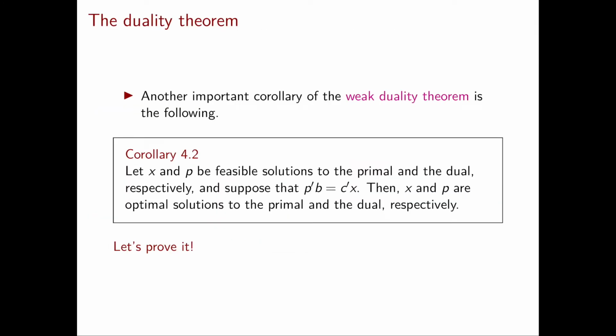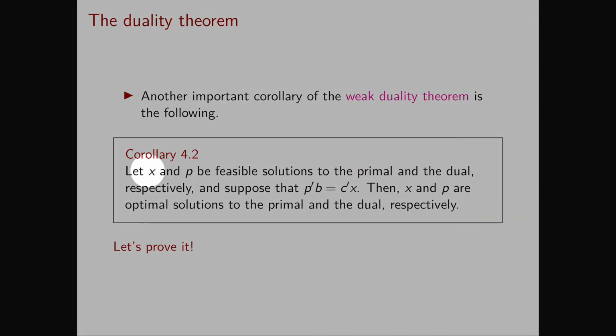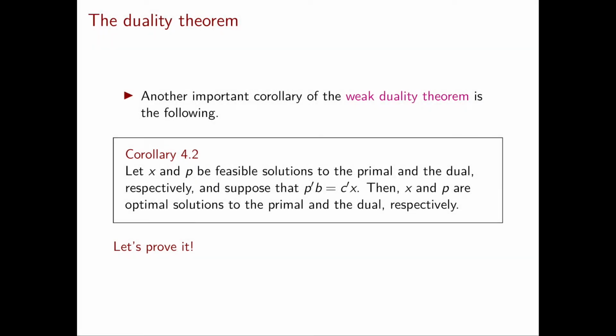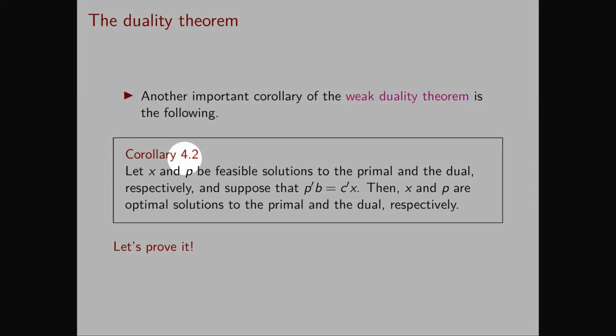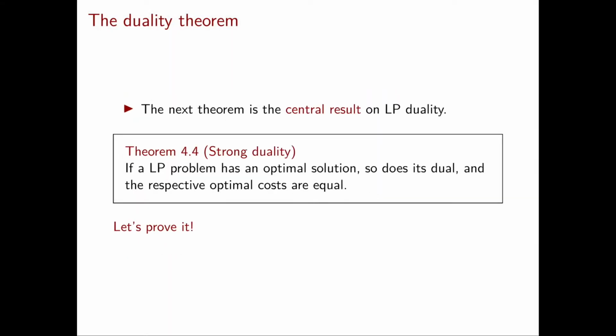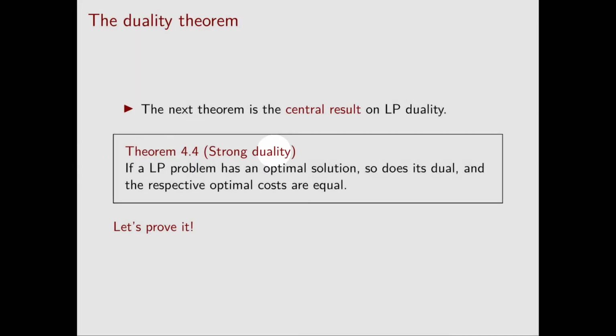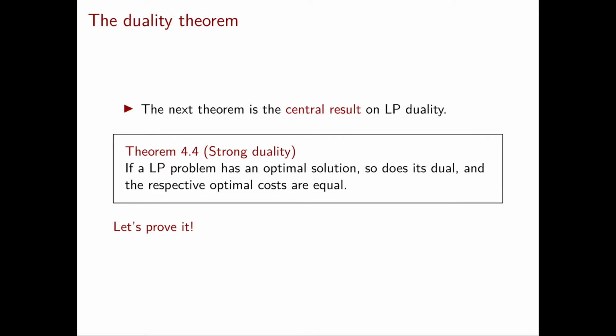Once again, the corollary that we have just shown says that if you have primal and dual feasible solutions with the same cost, then your two solutions are also optimal. The next result that we're going to see is called strong duality. Essentially, it says that you are always in a position to use this corollary. In particular, it implies that if you have X optimal for the primal and P optimal for the dual, then they must have the same cost. Now let's see the statement of strong duality. If a linear programming problem has an optimal solution, so does its dual, and the respective optimal costs are equal.